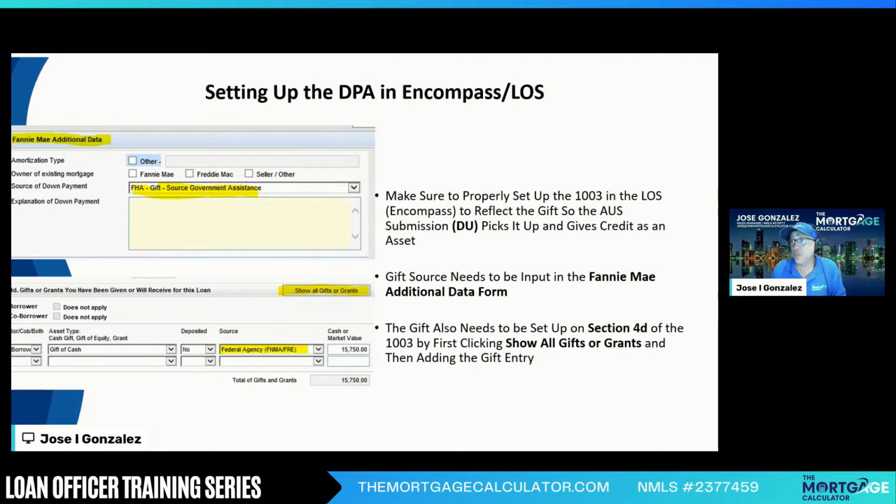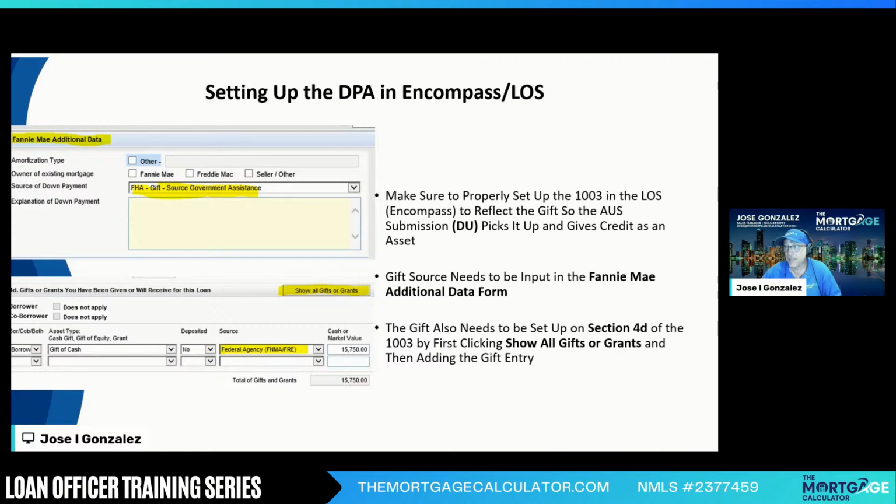So we use Encompass here, but you may be using Calyx Point or any of the other LOSs out there, right? But what's really important here is to make sure to set it up properly. Make sure to set the 1003 up properly in your LOS, in our case Encompass, to reflect the gift, so that the AUS submission, in this case DU, picks up the down payment assistance and gives credit for it as an asset. Now, how do you do that?